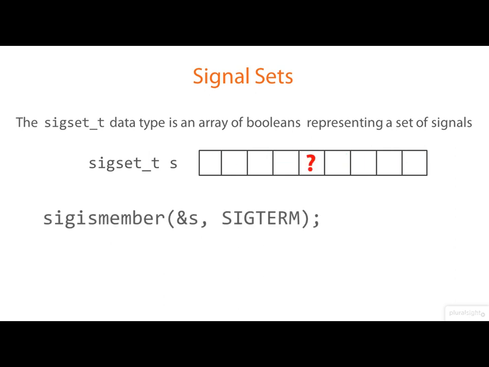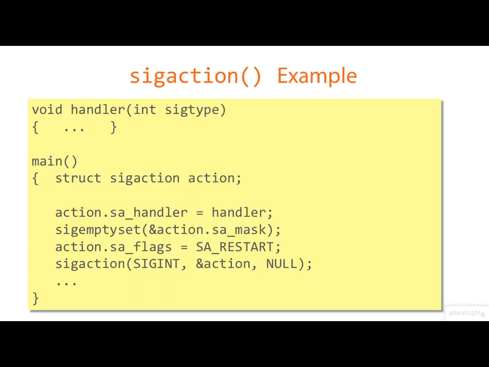Finally, we can ask the question, is this signal included in the set, by calling sigismember, and we'll get back true if it is and false if it isn't. Now, sigaction isn't as difficult to use as all this detail might be leading you to think.